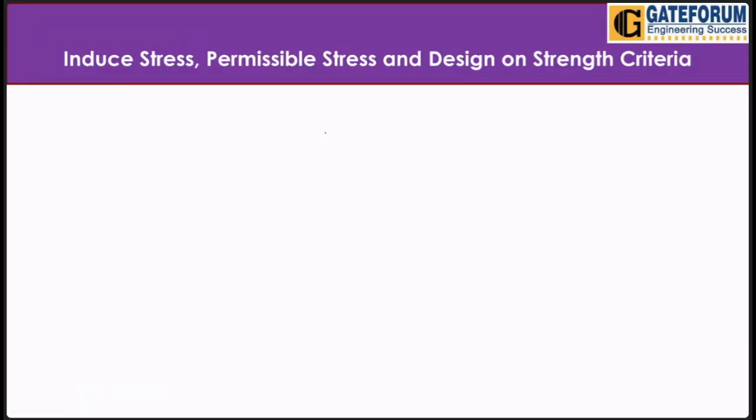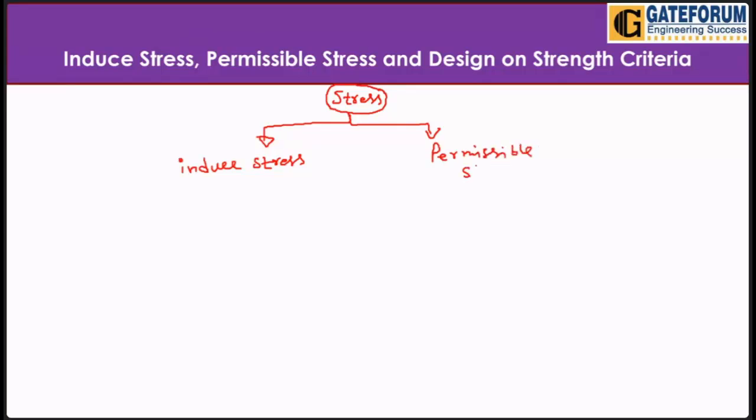Just look at here. Suppose if you go for stress, how many types of stress? So basically, just write two types of stress. The first one is induced stress. And the second one is the permissible stress. Okay, so what is the difference between these two?